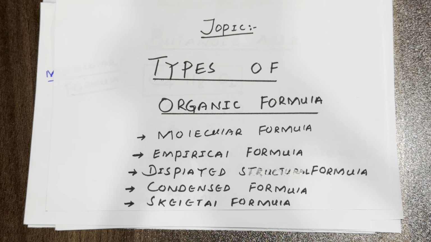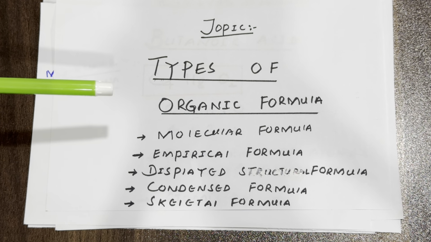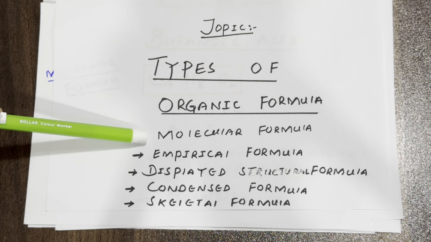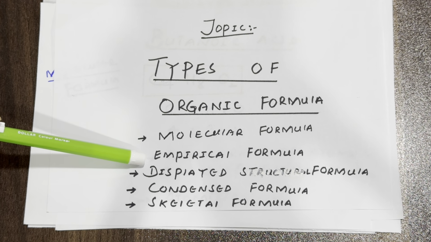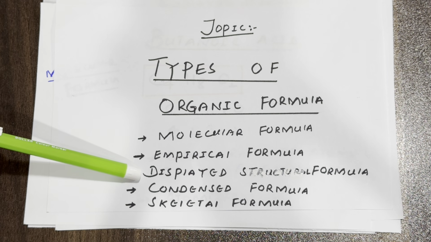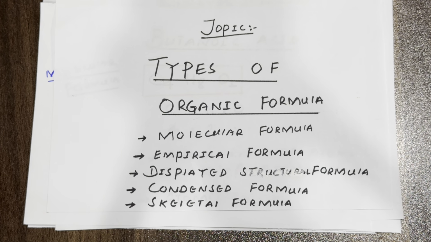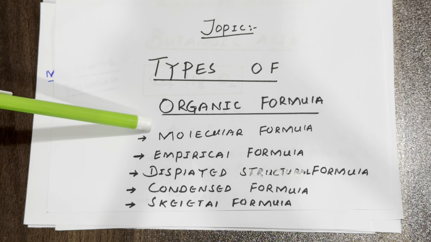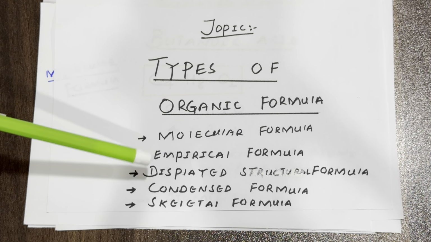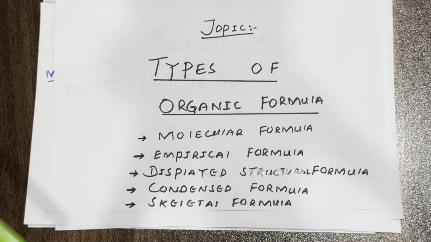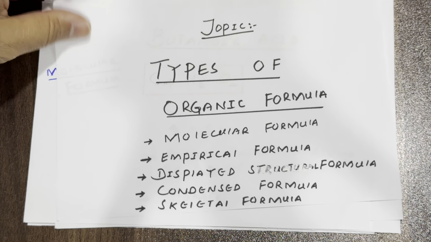Welcome, dear students, to another very interesting topic related to organic chemistry, and that is the types of organic formula. My dear students, there are five types of formula which can be used to accurately represent an organic compound. First is the molecular formula, the second one empirical formula, third is the displayed structural formula, fourth one is the condensed formula, and the fifth one is the skeletal formula. So these are the five different types of formulas which can be used to write down an organic compound on paper. Let us discuss them one by one.